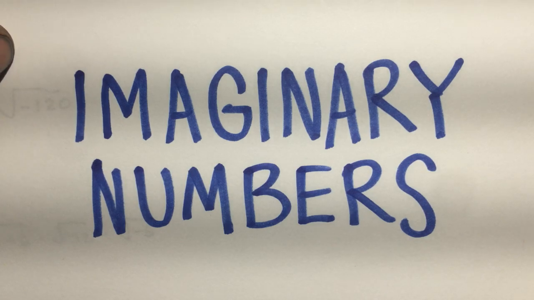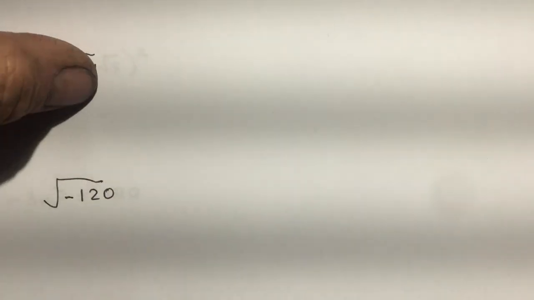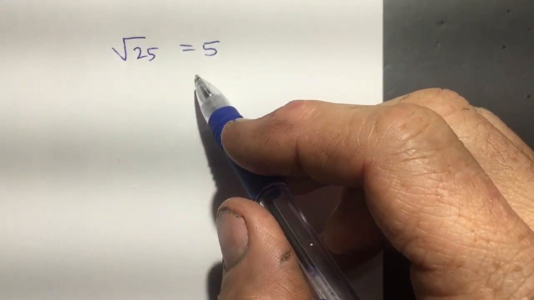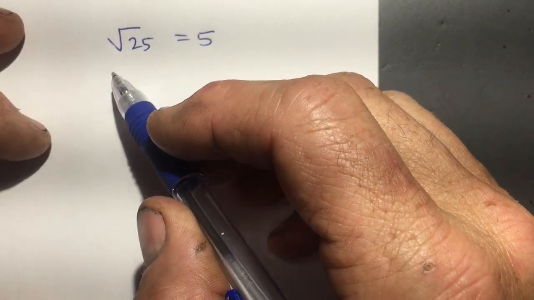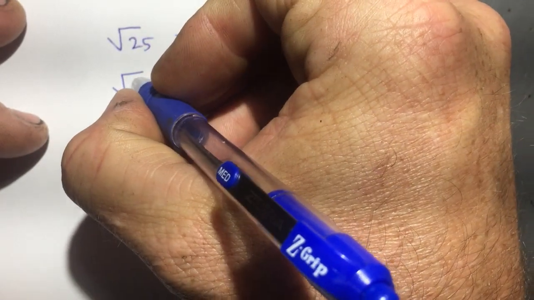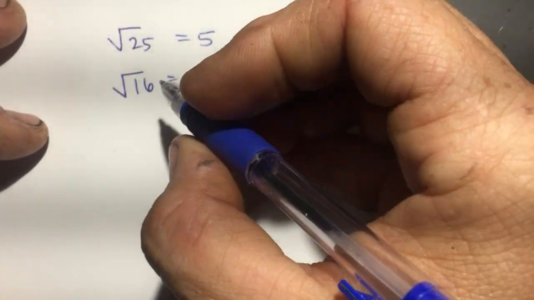All right, class, we're looking at imaginary numbers today. Imaginary numbers. What are imaginary numbers? Well, it's like if you have the square root of 25, this is 5 because 5 times 5 is 25. Okay? What if you have the square root of 16? Well, that's 4 because 4 times 4 is 16.